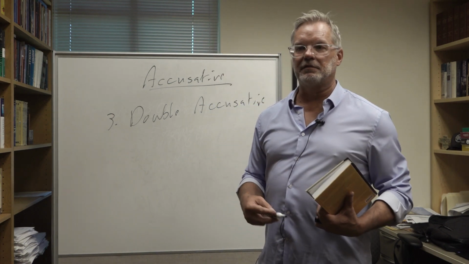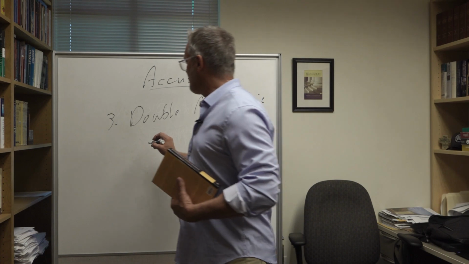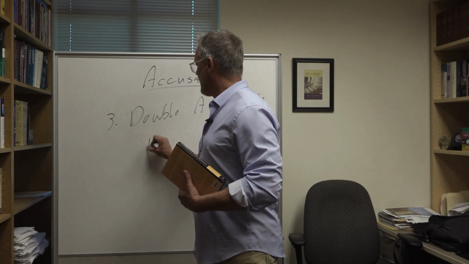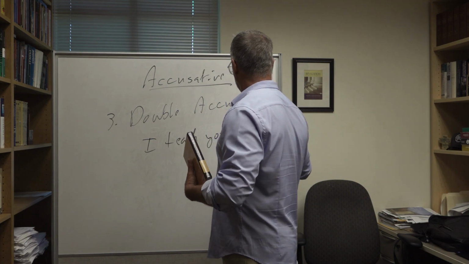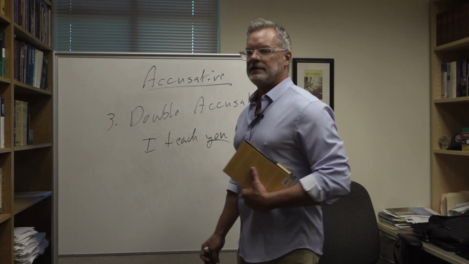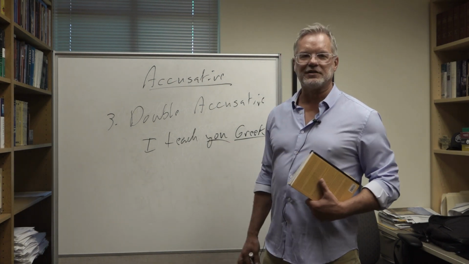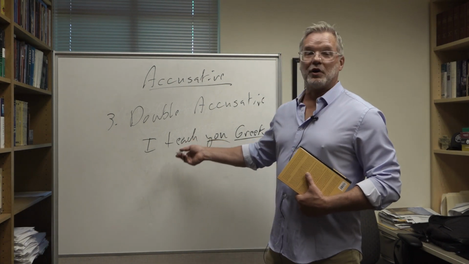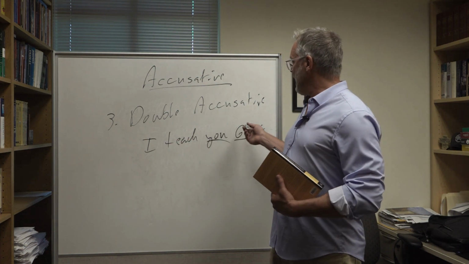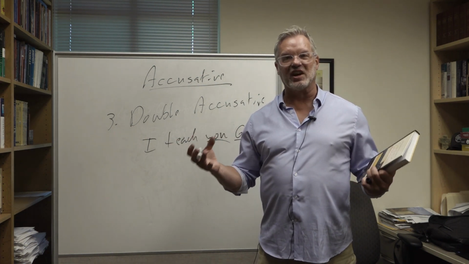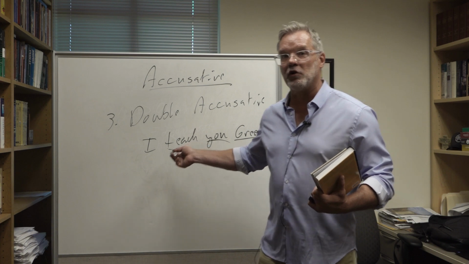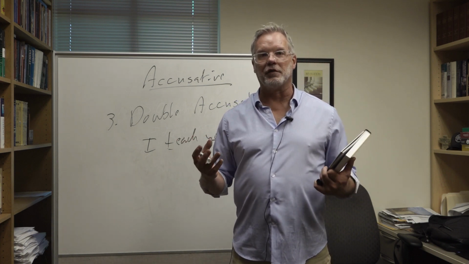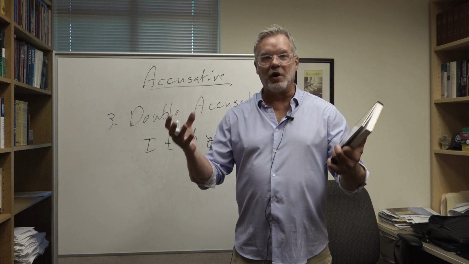For example, to give an example in English, I might say, and I know there's different ways to think about this sentence, but I might say, "I teach you Greek." If this were a Greek sentence, the "you" and "Greek" would both be direct objects in the accusative case. And the verb teach in Greek is one of those verbs that can take two direct objects to complete it.